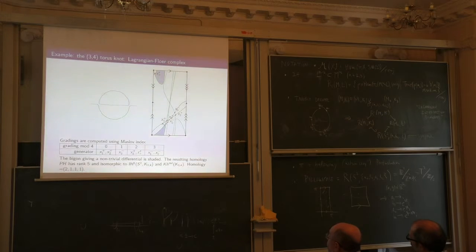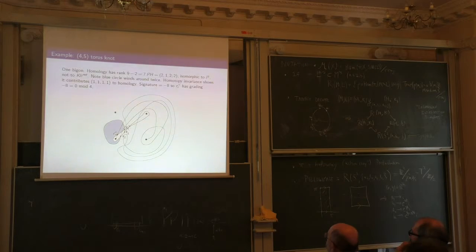And it turns out that the resulting homology is isomorphic to Khovanov's homology of this knot, and also the instanton homology. So the bigons in the pillowcase, the Lagrangian Floer theory, seems to be capturing the same information that instanton homology does. On the other hand, it's much easier to deal with, and so let's see. I have other pictures.